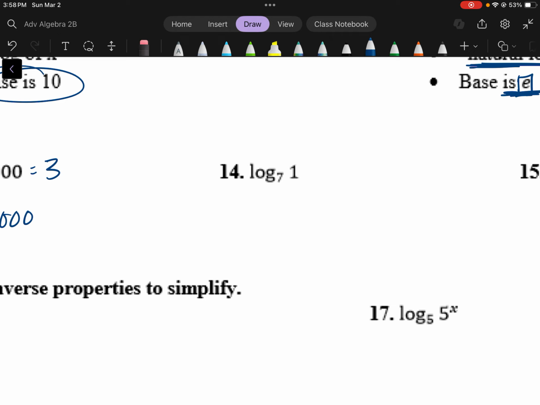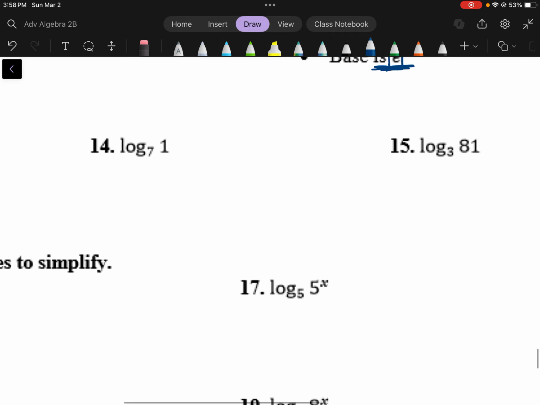Off to number 14. If we again do left, right, middle, this would be 7 to the something equals 1. Well, anything raised to a specific power always results in 1. Well, that special number is always 0.